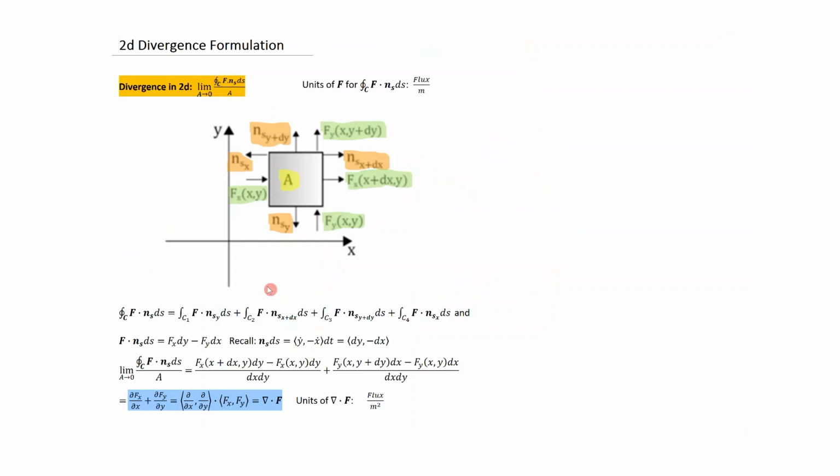All right, so this now brings us to the formulation. So let's look at the definition of what we call the divergence of a vector field in 2D. So in 2D, basically, we're saying that we're computing the flux and we're dividing by the area. And this flux would be over a closed contour, but we're going to let the area go to 0. And as we've seen before, the units for F are just flux per meter if we're dealing with 2D.